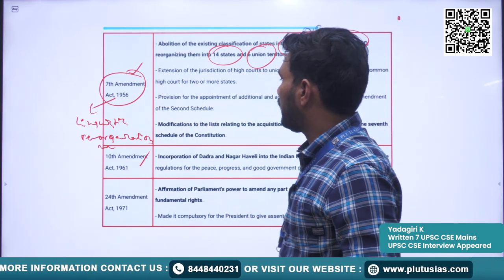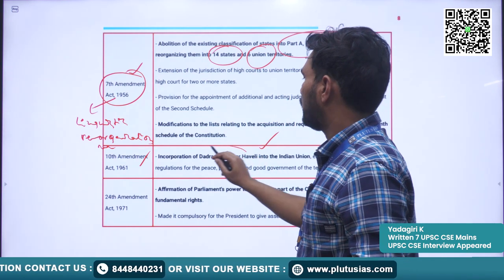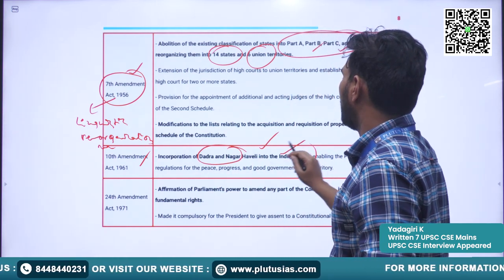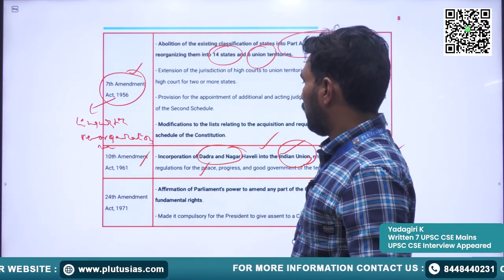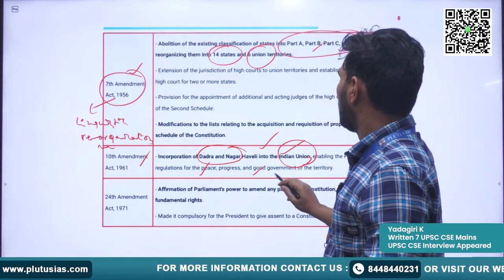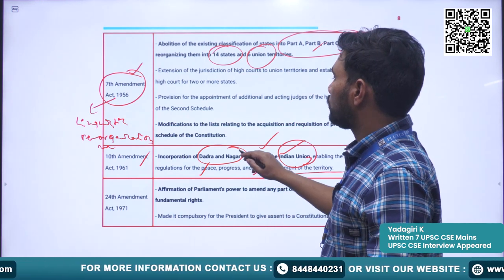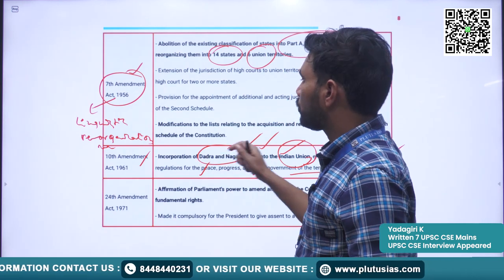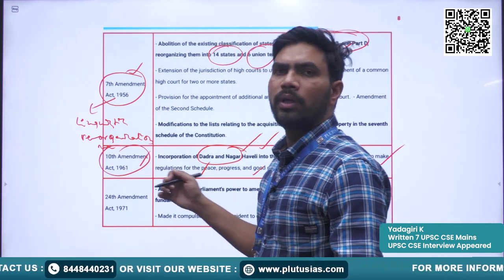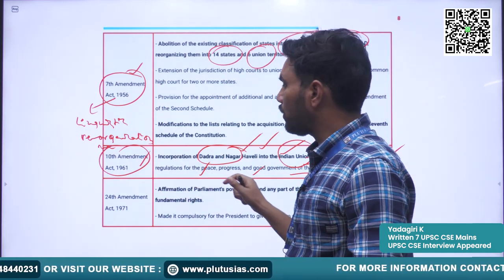Next is the 10th amendment. It incorporated Dadra and Nagar Haveli in the Indian Union, enabling the president to make regulations for the peace, progress and government of the union territory. So these territories were under foreign control. Through the 10th amendment, they have been made part and parcel of the Indian Union.